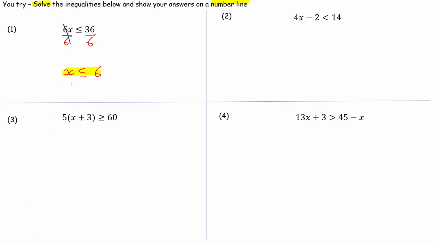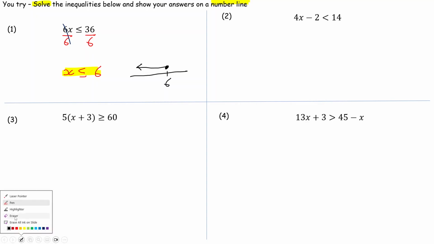And then to show this on a number line, that is the second part. Let's draw a bit of a number line over here. Put your number 6 anywhere on your number line, and it's less than or equal to, so your circle is going to be filled in like this, and we're going all the way to the left. So any value less than or equal to 6 will satisfy the original inequality.